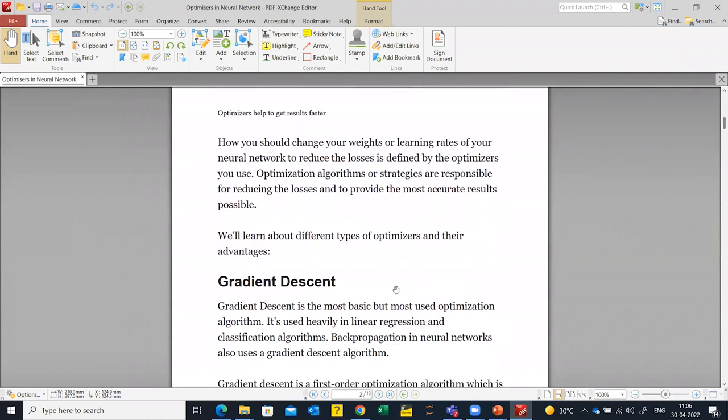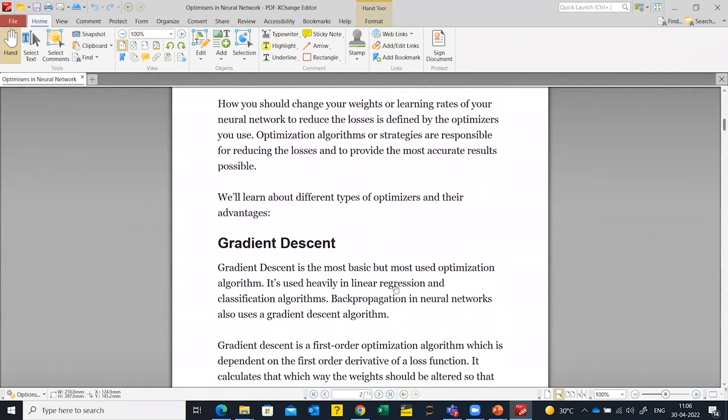Okay, now how you should change your weights or learning rates of your neural network to reduce the losses is defined by the optimizers you use. The optimization algorithms or strategies are responsible for reducing the losses and providing the most accurate results possible, right? So these optimization algorithms are nothing but how you should change your weights and the learning rates in the neural network. And we'll look into all these strategies and optimization techniques one by one.